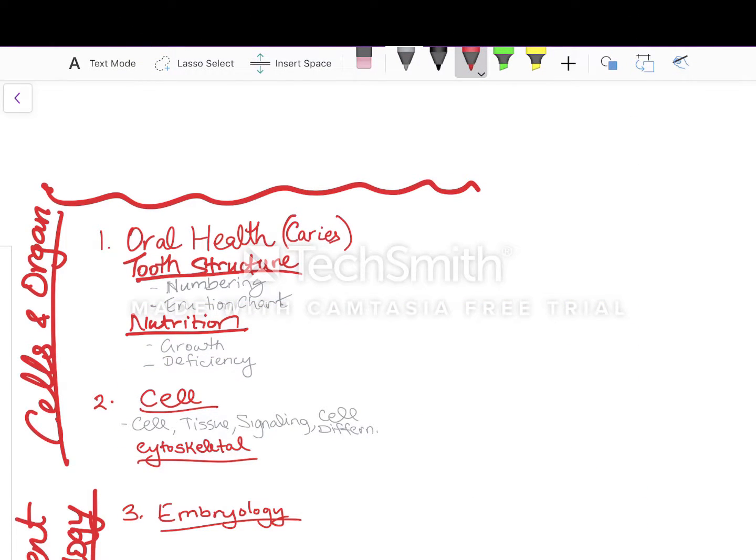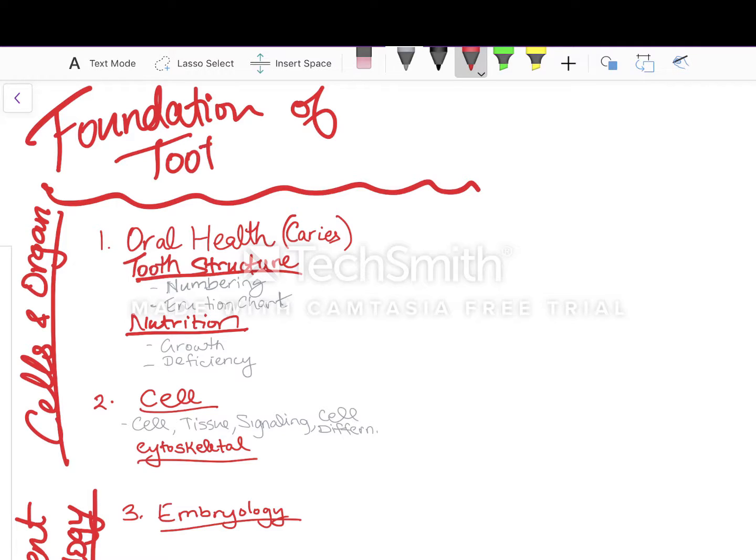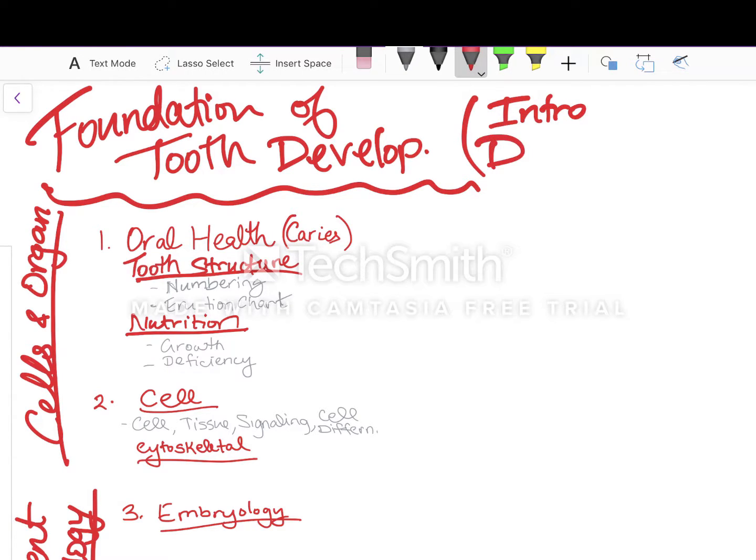Welcome everyone to the foundations of tooth development. This is basically an intro to dentistry course, if you want to call it. Intro to dentistry. I think this is probably the first intro 101. This is your first course you will take when you start dental school or pre-dent.